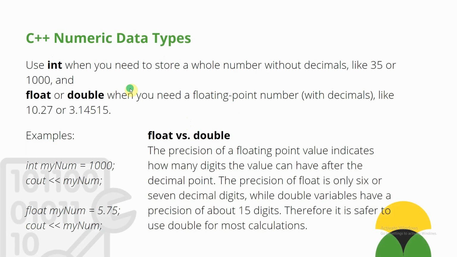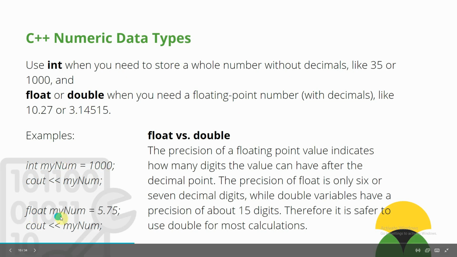Now for numeric data types, we use int, no? When you need to store whole numbers, and float or double for floating numbers with decimals, such as this one. So in this example, int is for whole numbers, so this is the example declaration, and then float for decimals.